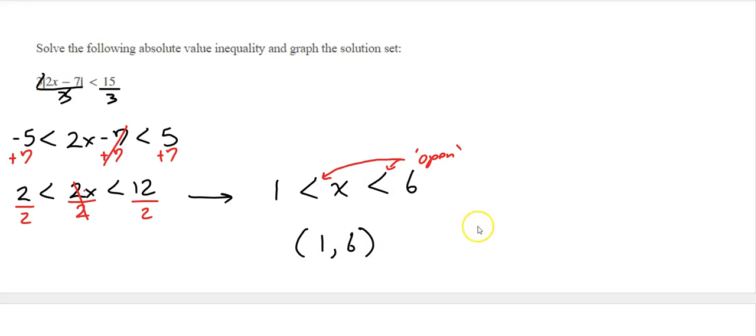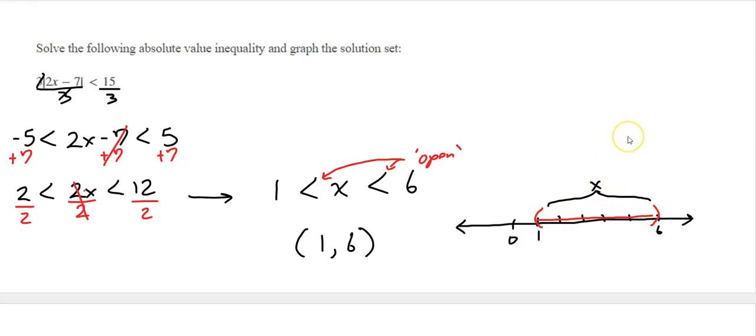And if we wanted to graph this, just draw us a number line. Go here, and put a 0 here, then 1, 2, 3, 4, 5, 6. There's my 1. Remember, it's going to be x is greater than 1 with it open, and x is less than 6. So x can be any real number between 1 and 6, but not including 1 and 6.